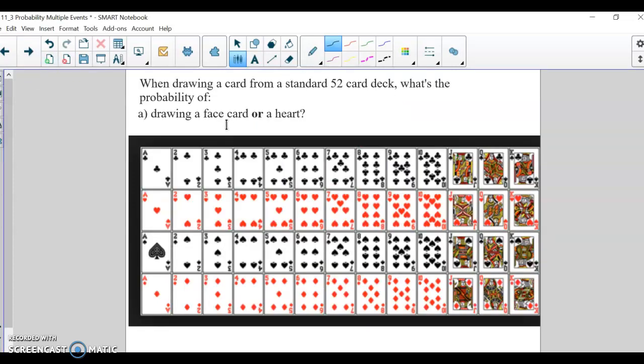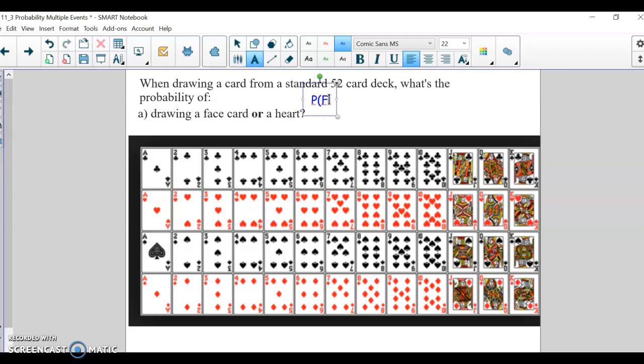Okay, so another one from the world of cards and poker. So we want to get a face card or a heart here. See if you can make sense of this OR probability. Pause the video and give it a shot. Okay, so I'm going to do the probability of a face card plus the probability of a heart, but then I have to minus the overlap, which is the probability it's a heart and a face card. Because there are some heart face cards, they're going to get counted twice.